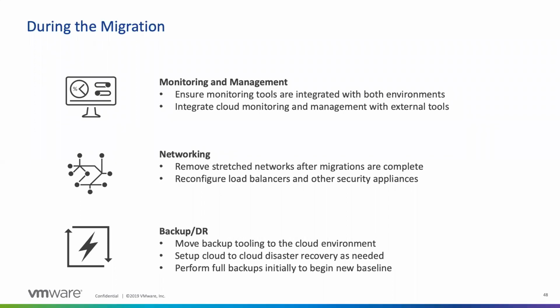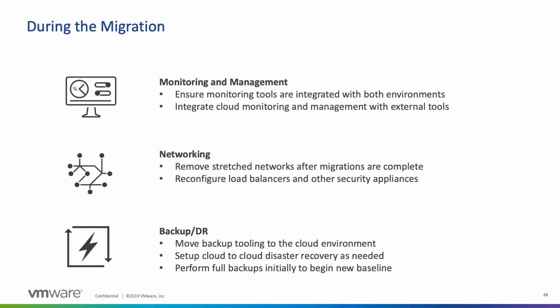At the end of the migration, don't forget to unstretch your networks. And this can all be done in a very automated fashion in HCX. So you can easily unstretch that network and bring it back to one that just exists locally in VMware Cloud on AWS. Very straightforward, very easy. And then reconfigure your load balancers and your other security appliances. There are likely going to be north-south firewalls that are going to need to be tweaked for any changes that you might be making along the way.